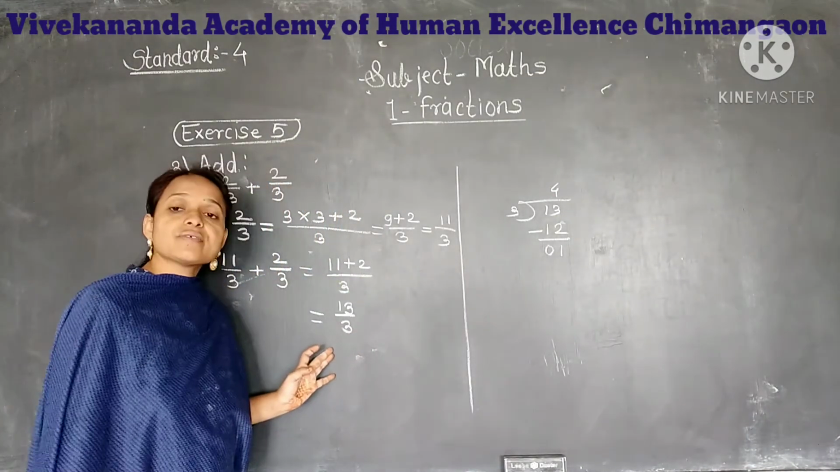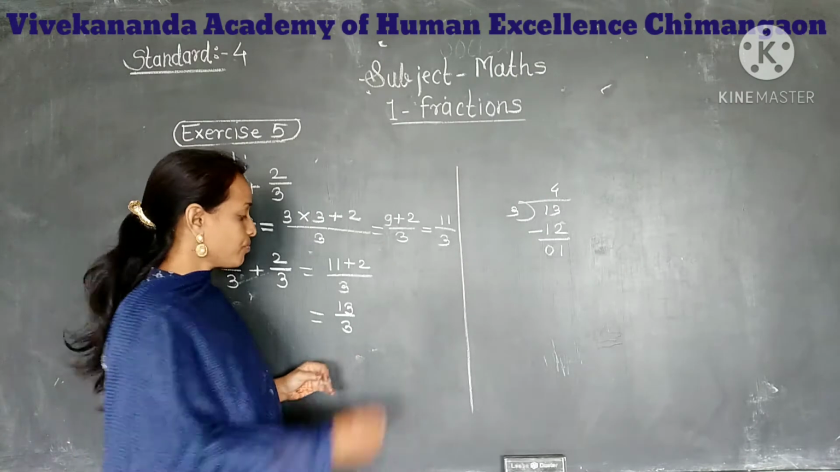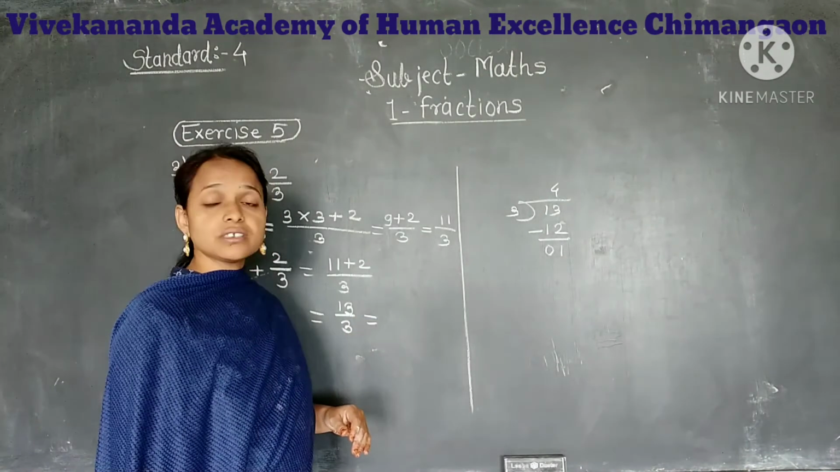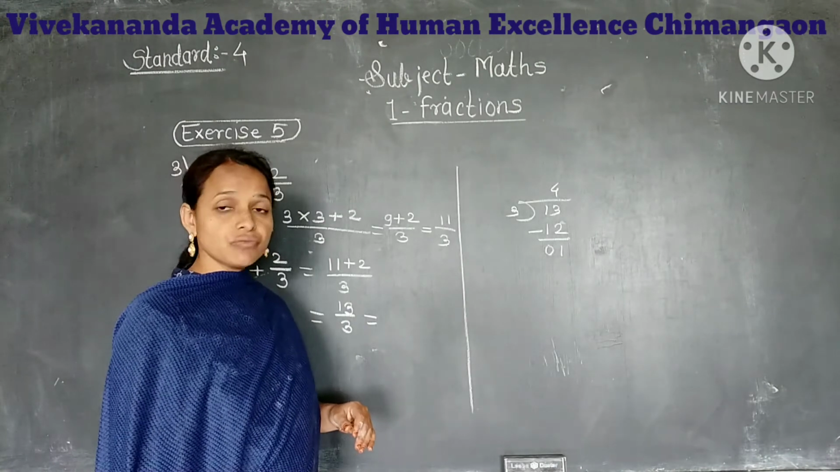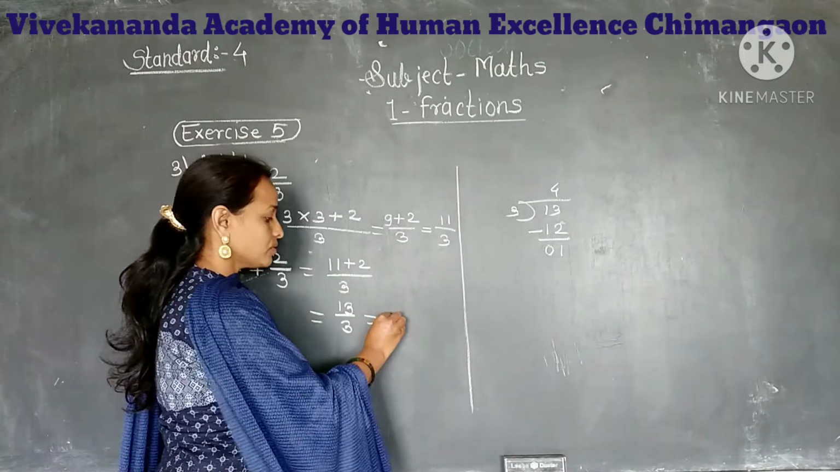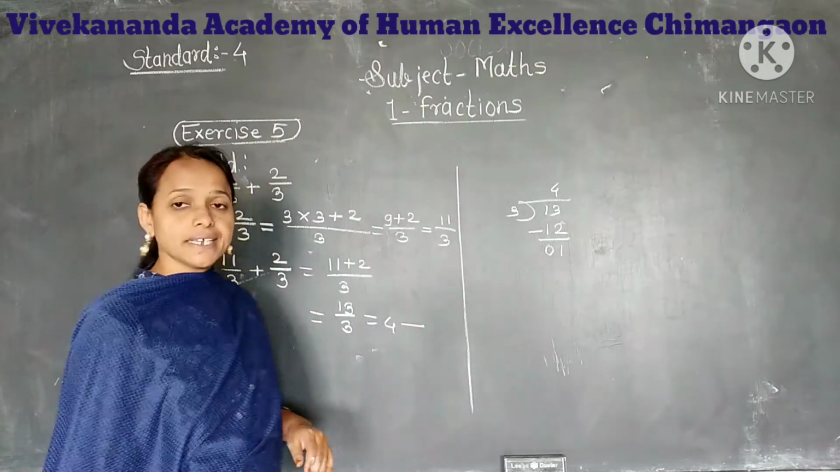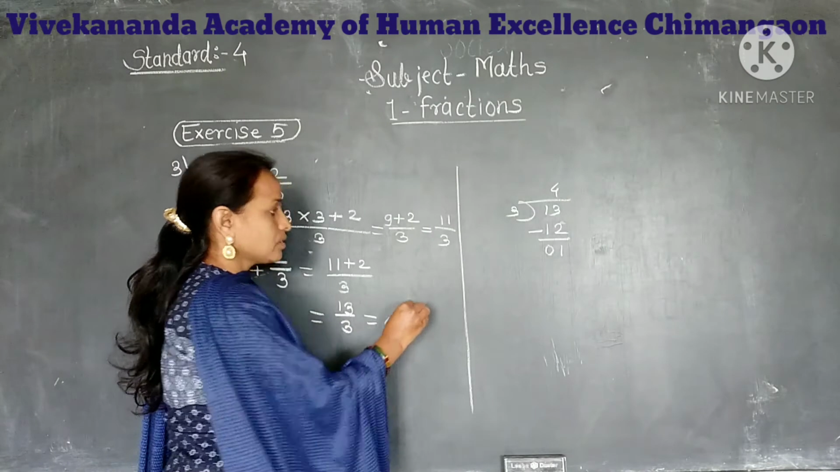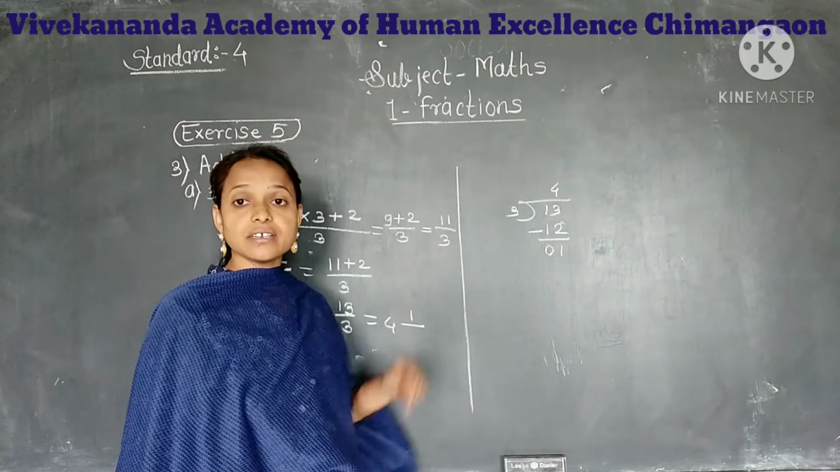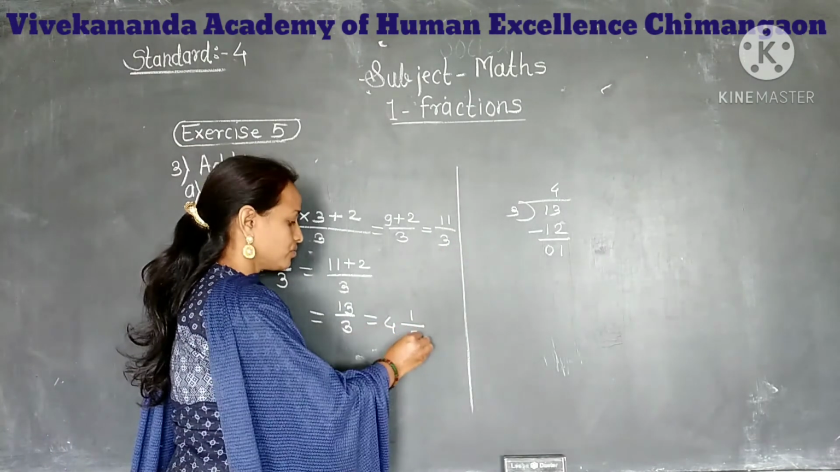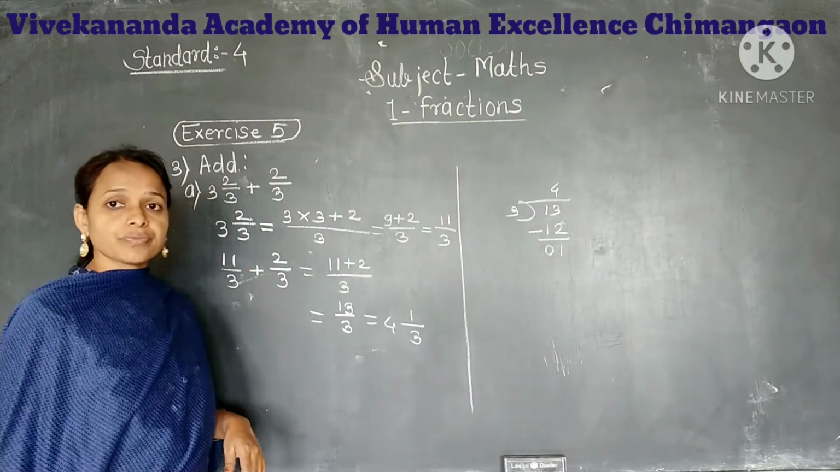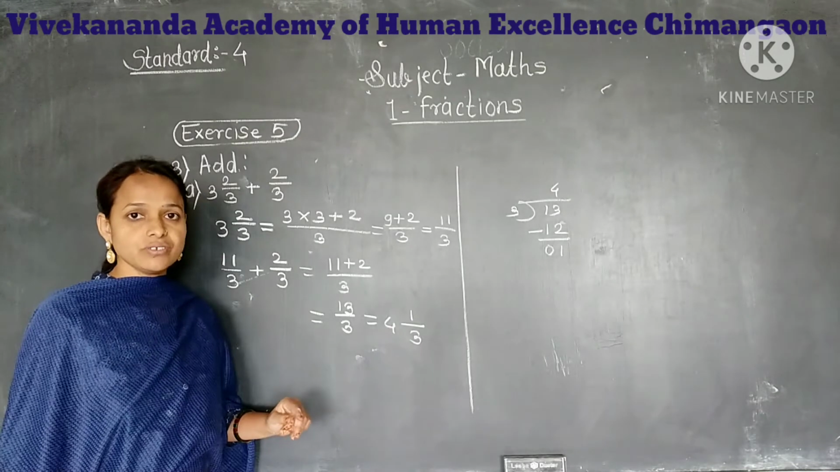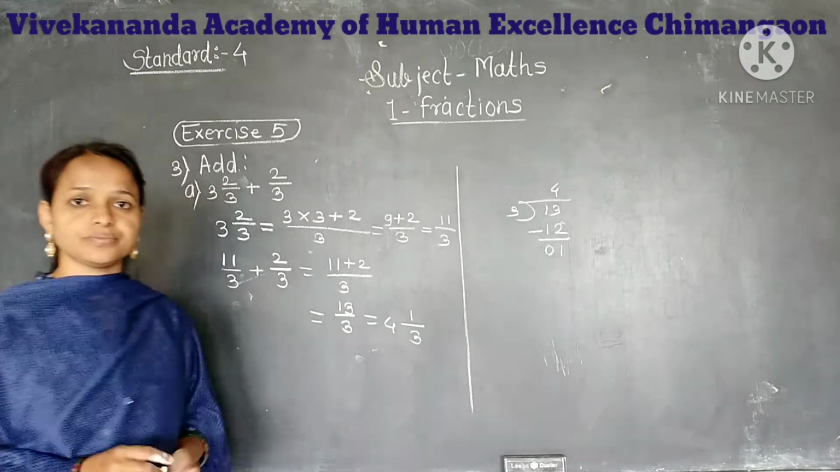Now we write this fraction in its lowest form. As we get quotient 4, we write the quotient 4 as the whole number. Then the remainder 1 is written as the numerator and the divisor 3 as the denominator. So here we convert this improper fraction into a mixed fraction, which is its lowest term.